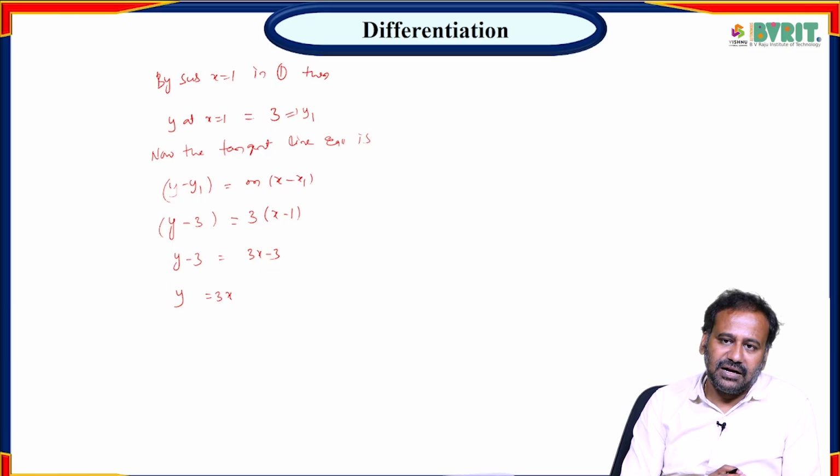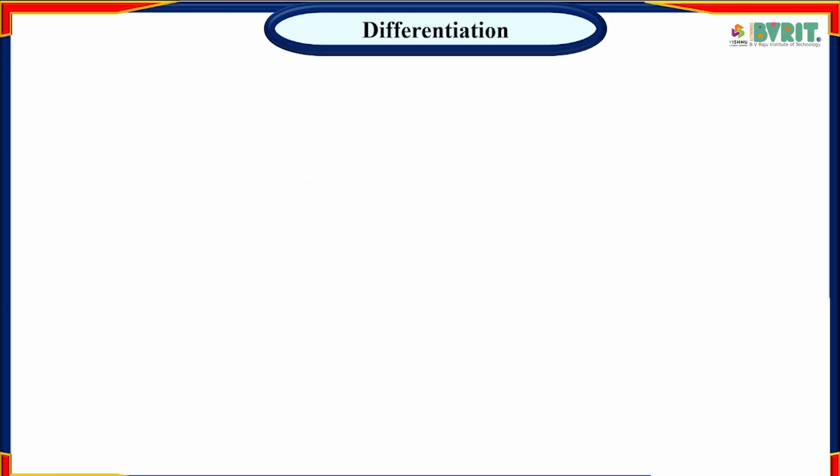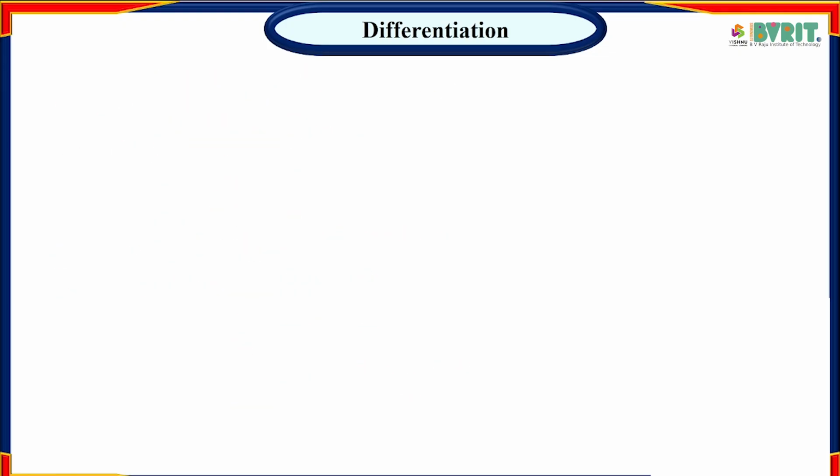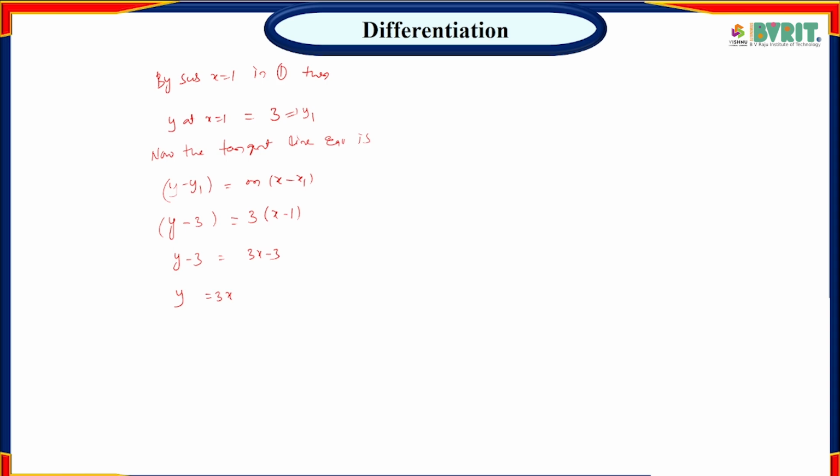That means this particular tangent will touch this curve at the point x is equal to 1. So with this I am going to conclude.